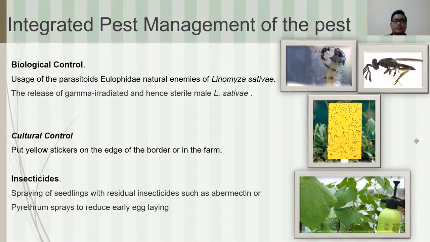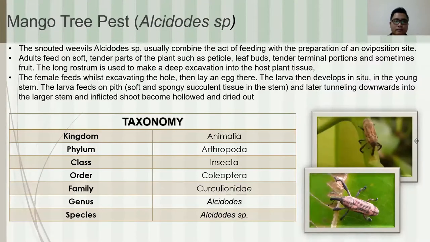The first method that I usually use is biological control, the use of the parasitoid Eulophidae, which is a natural enemy of Liriomyza sativae. Secondly, the release of gamma-irradiated sterile male Liriomyza sativae. Then put yellow stickers on the edges of the farm or in the middle of the farm. The last is the use of insecticide, sprayed when the cucumber is at the seedling stage, with residual insecticide such as ivermectin to reduce egg laying.